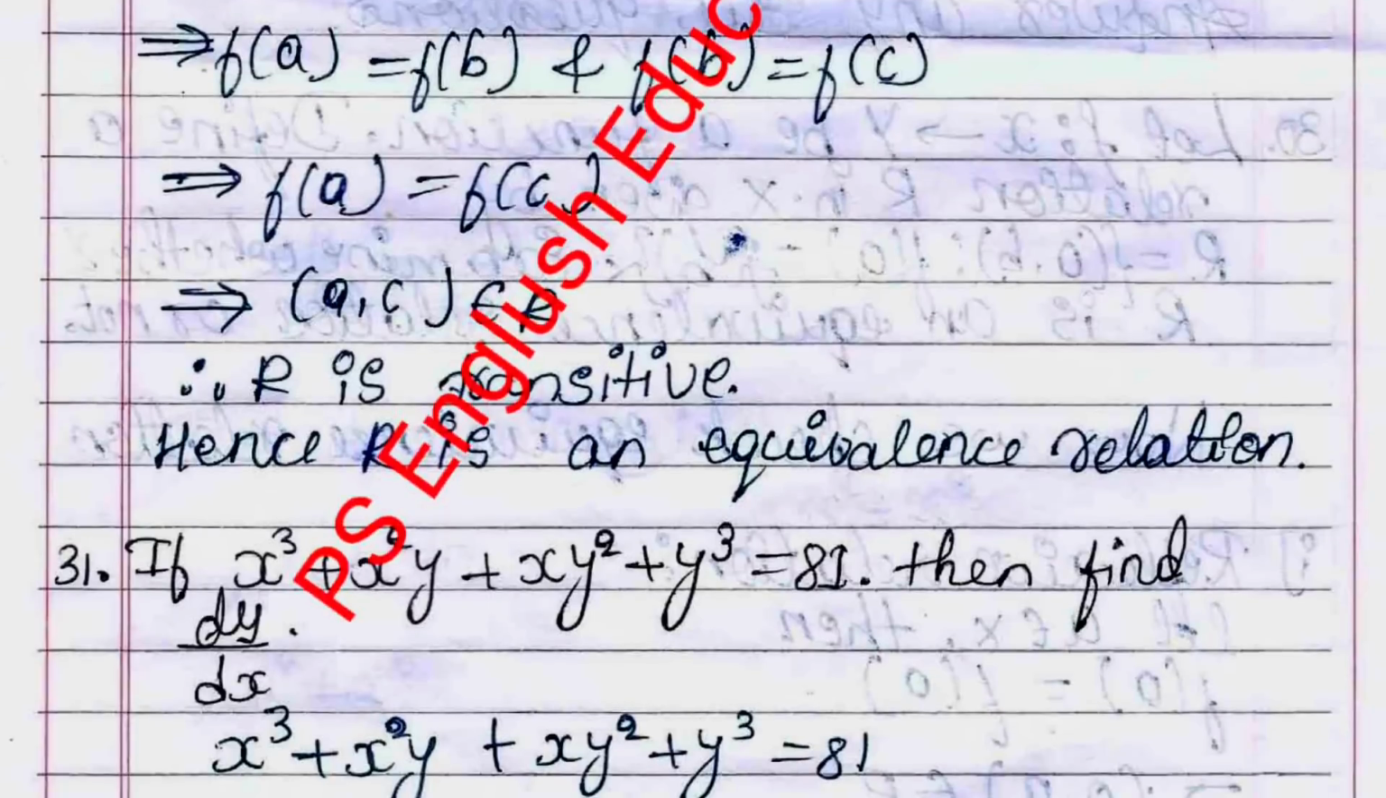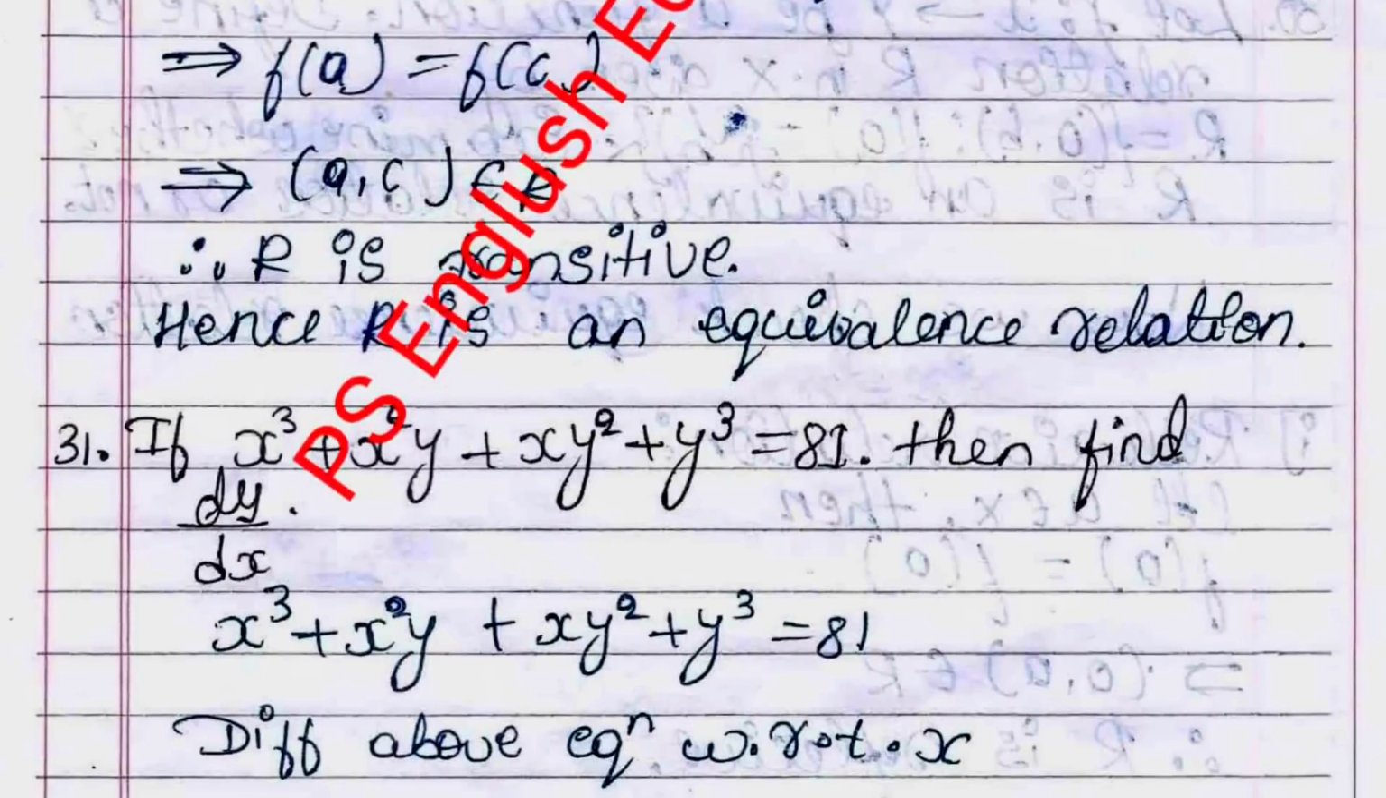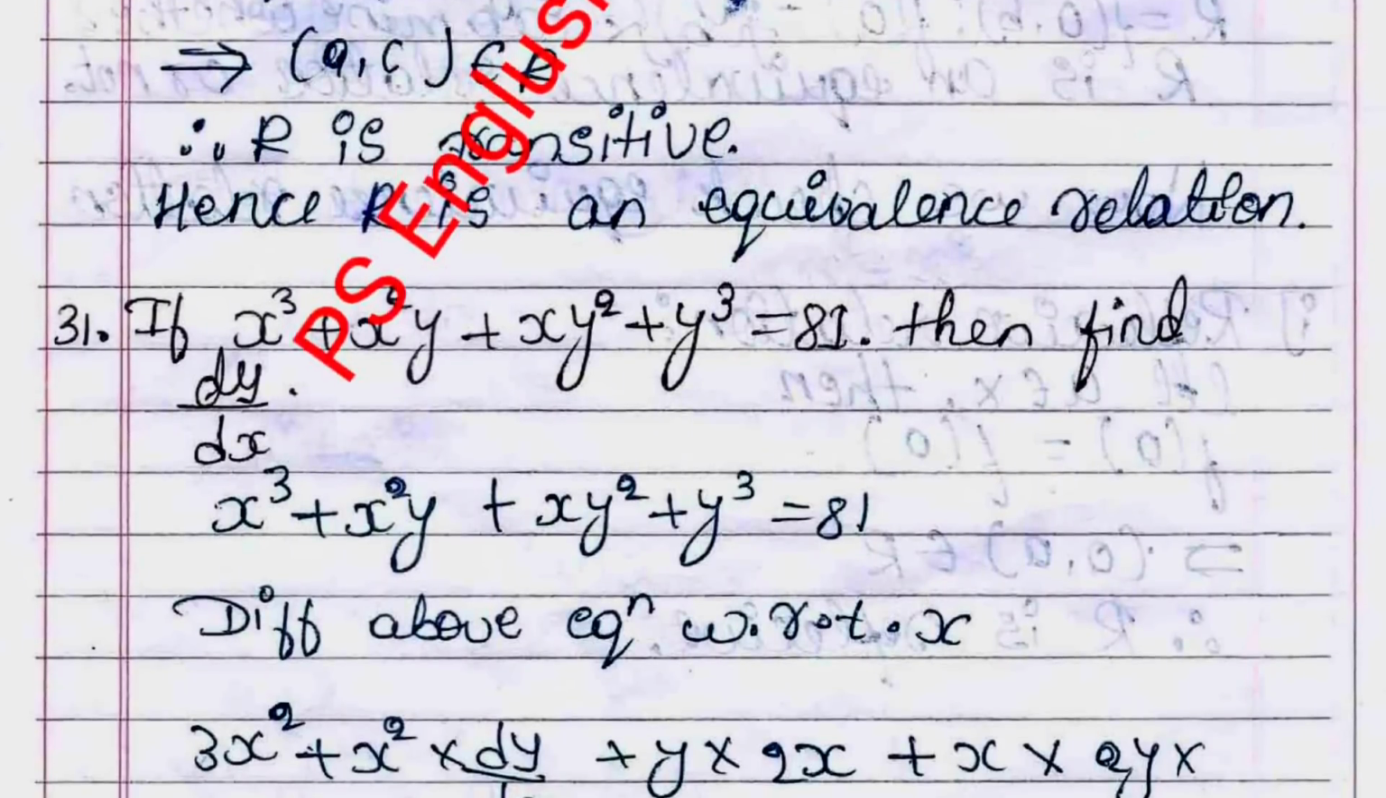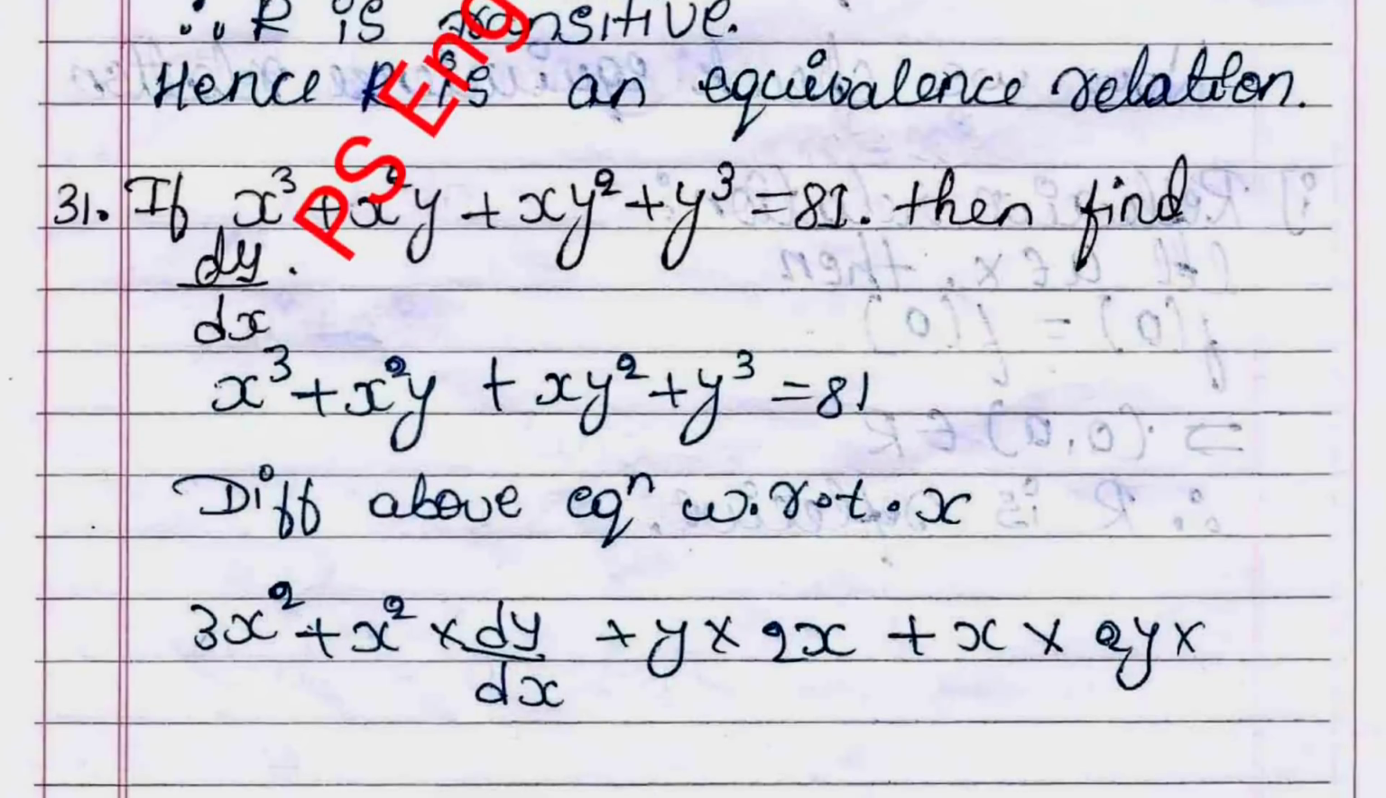31st, if x³ + x²y + xy² + y³ = 81, then find dy/dx, and the answer is below.